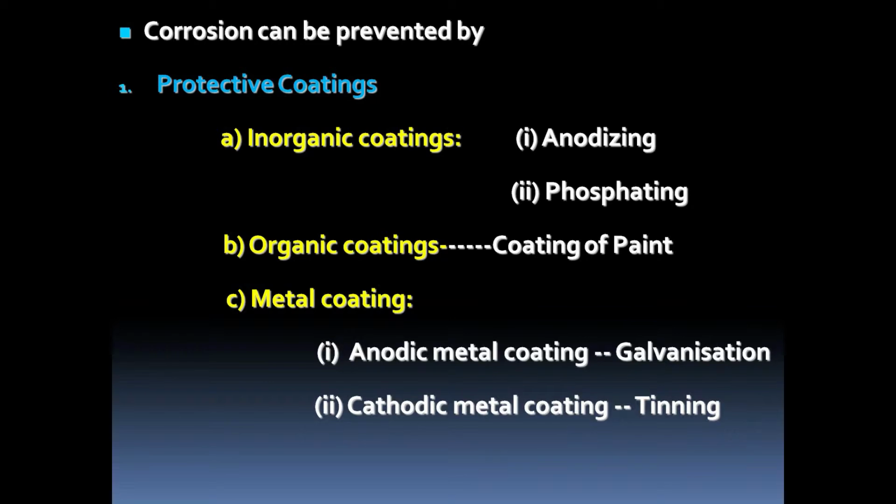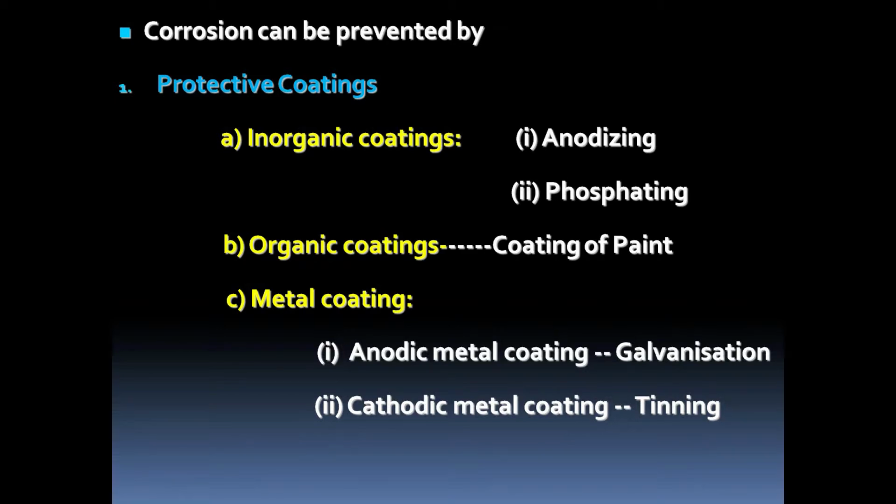Let us look at the first one. As we see in the slide, there are 4 main types, and under them there are subdivisions. Let us go one by one. The first is protective coatings. Under it there is inorganic coating, which includes anodizing as well as phosphating. The second type is organic coating, that is, coating of paints. The third type is metal coating, which has 2 types: anodic metal coating as well as cathodic metal coating.